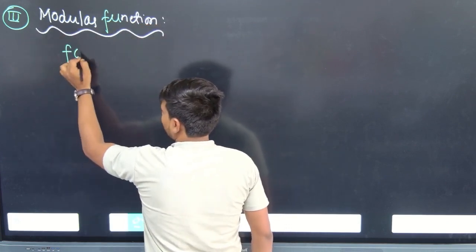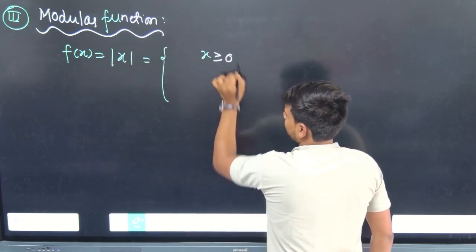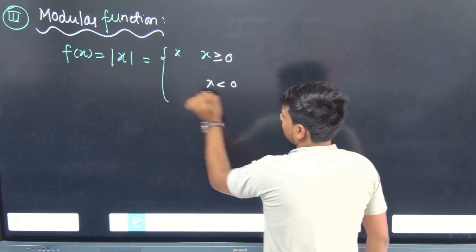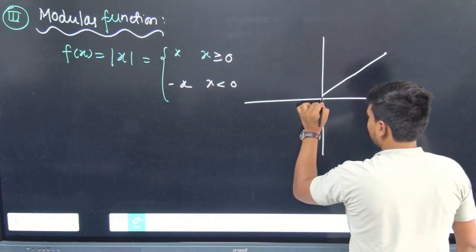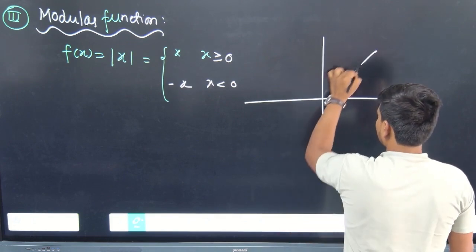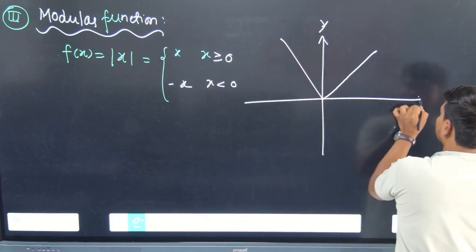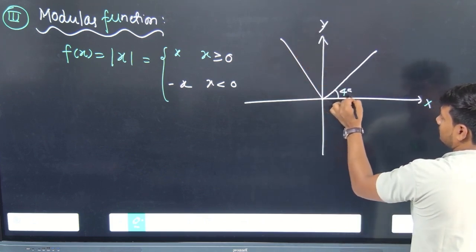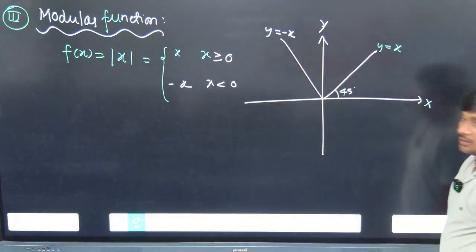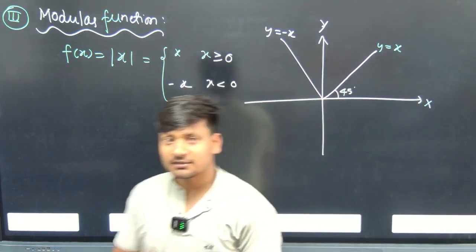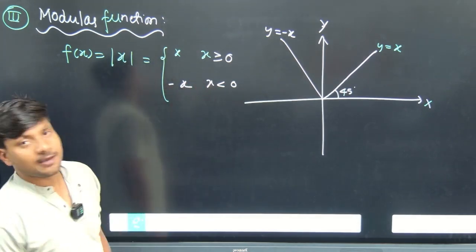So first we will see what is modulus function. This is defined as mod x, that is whenever the value of x is greater than or equal to 0, this is x, and x is less than 0, minus x, and we know the graph of it. Okay. So modulus function is defined as whenever we take a non-negative value, it will give simply x, and if we take a negative value, then it will give minus x.